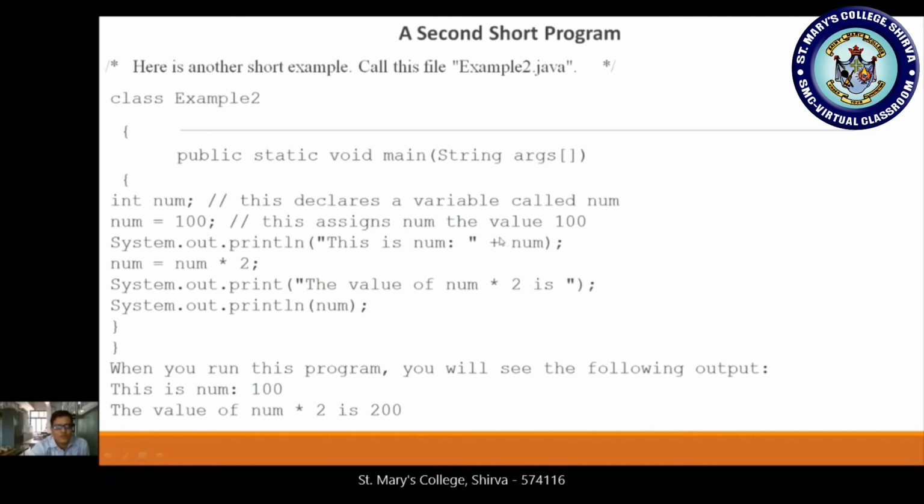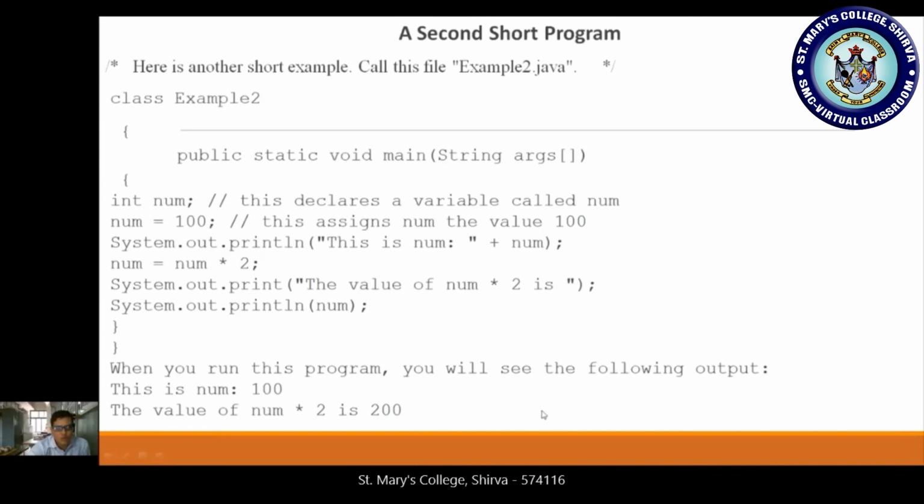What is the purpose of concatenation? To join the two statements, right? This is num. In the num variable, how much value is there? 100. Next I am processing some value: num is equal to num into 2. What is the value of num? 100. 100 into 2 is 200. Where am I storing it? In num. And then once again I am displaying the value of num2 is and num. So we can club these two println statements by using the plus symbol followed by num.